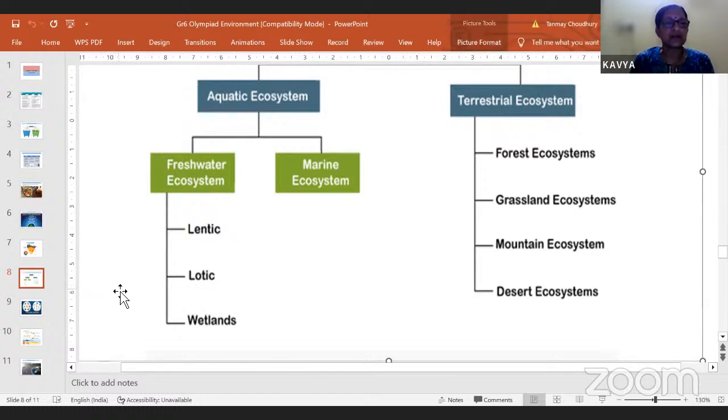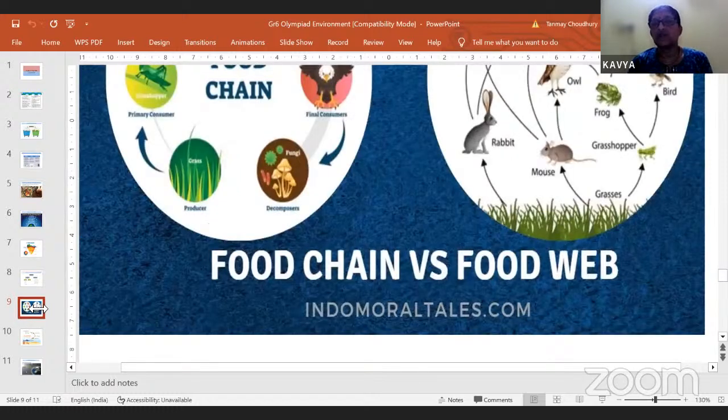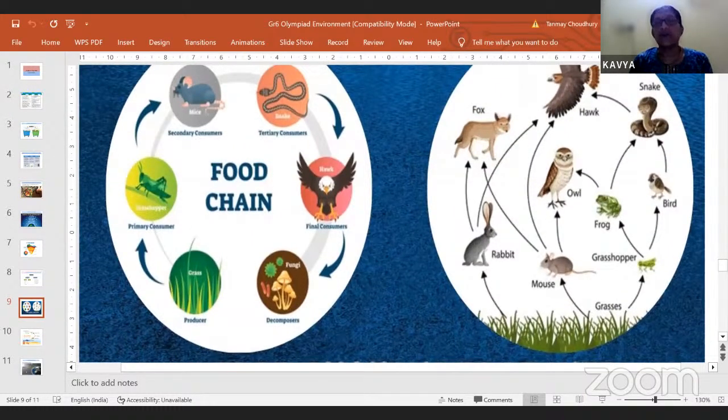Okay, yes, the park. Park is man-made, and somebody said park, aquarium. Yes, that is correct. Okay, then let us do the food chain and the food web. Many questions have been asked, whether in the grade 4 Olympiad or grade 5 Olympiad or grade 6 Olympiad. Questions have been asked on food web and food chain.